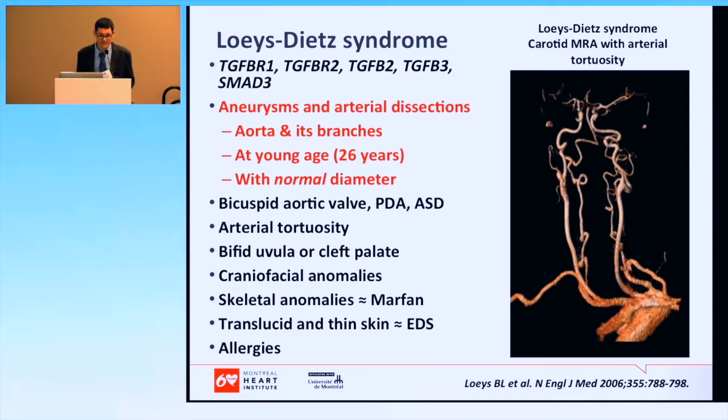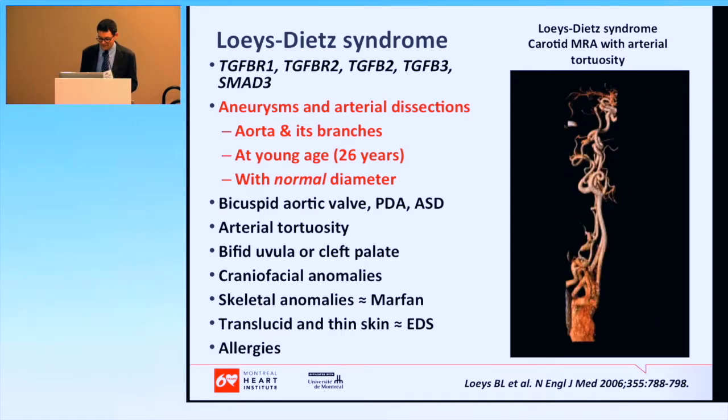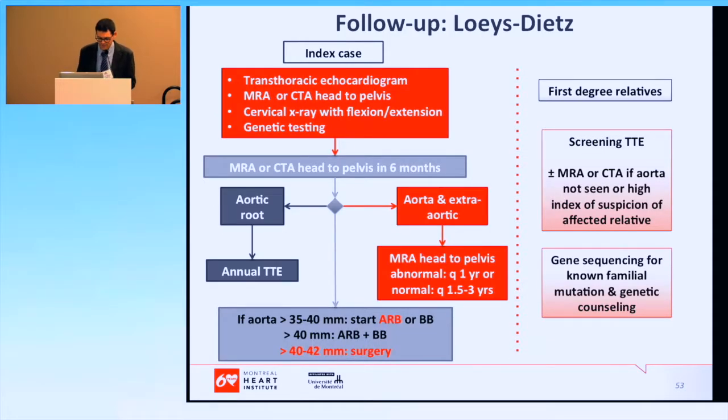Similarly, for Loeys-Dietz syndrome, I will skip the clinical manifestations. So this is the imaging follow-up for patients with Loeys-Dietz syndrome. The baseline imaging is a little bit more detailed. It includes echo, MRI or CT from head to pelvis, cervical X-ray, and genetic testing. The imaging should be repeated in 6 months.